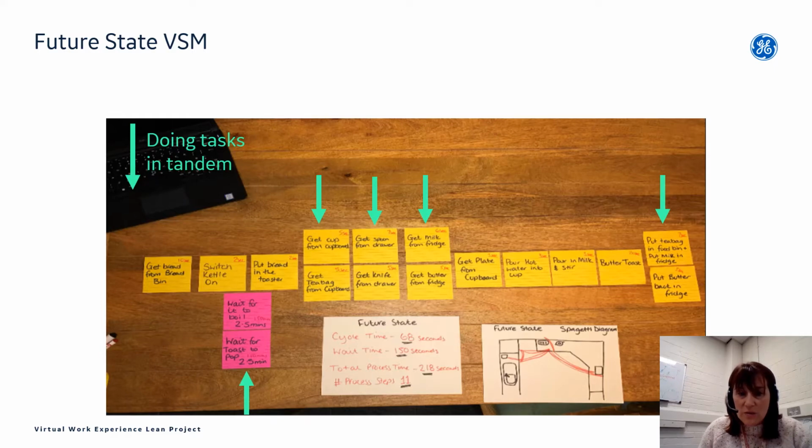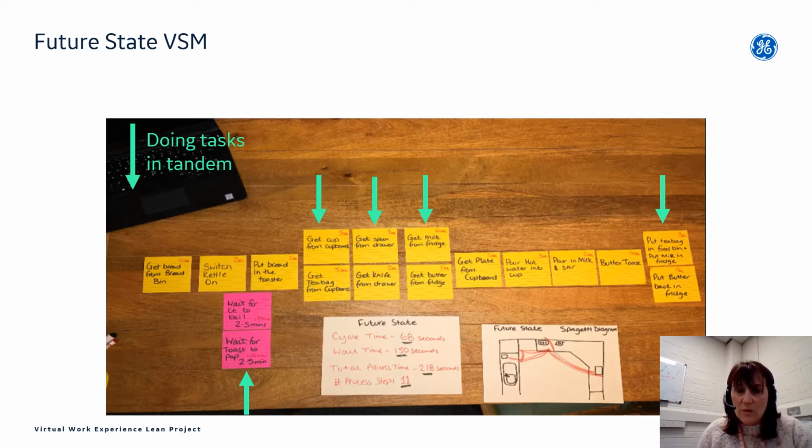So I had a 2.5 minute wait at the beginning of my process, and then also towards the end when I was making my toast, and I made my tea first. So now I'm doing that at the same time. So I'm consolidating that waste and reducing it by 50%.